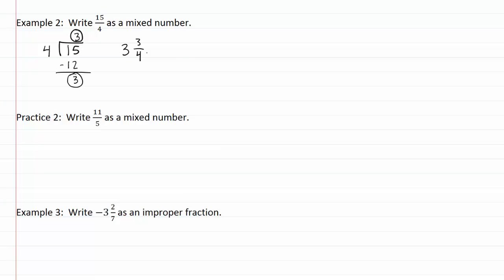Now we can work backwards to check our work. If we wanted to check it, we'd go, okay, 3 times 4, and then I'm going to add the 3 up top. So 3 times 4 is 12. 12 plus 3 is 15. So that gets me 15 pieces over 4. So it really does work out that 3 3/4 is the same as 15 over 4.